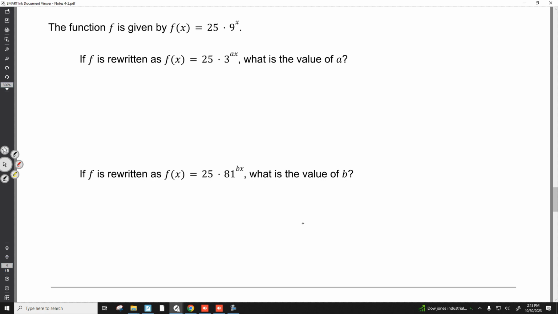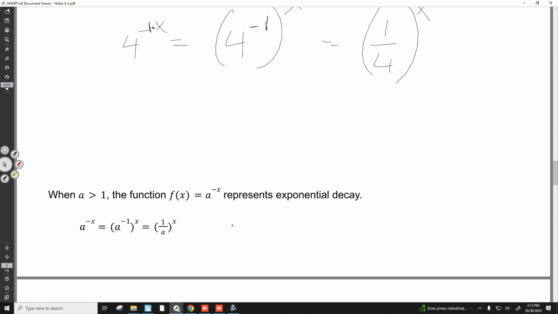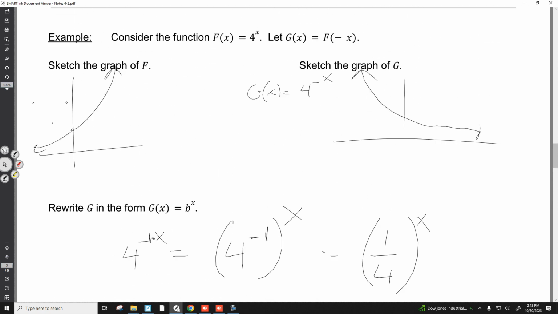It started as a growth. It was 4 to the x. Times 4, times 4, times 4, times 4. Then that changed. This was the graph of 4 to the x. I reflected it over the y-axis. It became this graph, which is a decay graph.